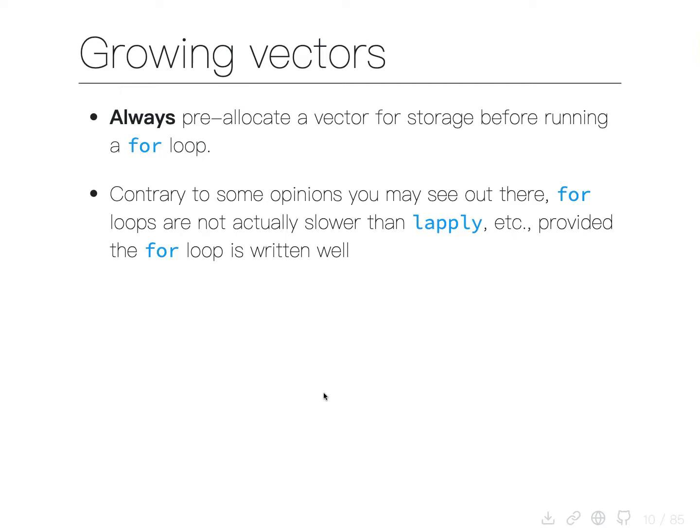You will see things on the internet, on Stack Overflow or whatever, about how base R for loops are slow and they should be avoided because they're slow. That's wrong. It's just straight up wrong. For loops are not any slower than lapply or any of the other loops. They are actually basically equivalent. The difference is when people are not pre-allocating their vectors, then the for loop can be very, very slow.